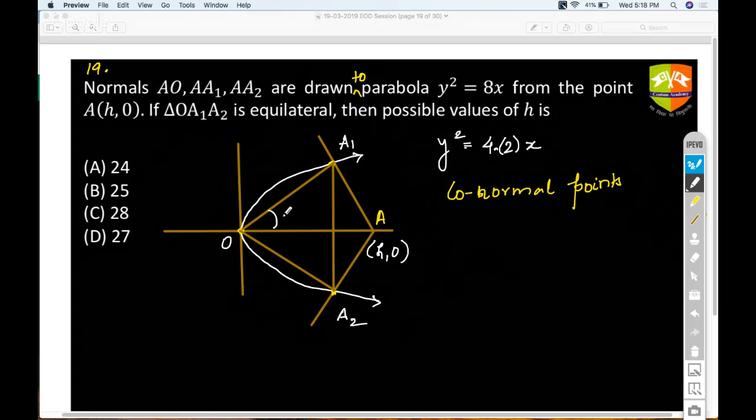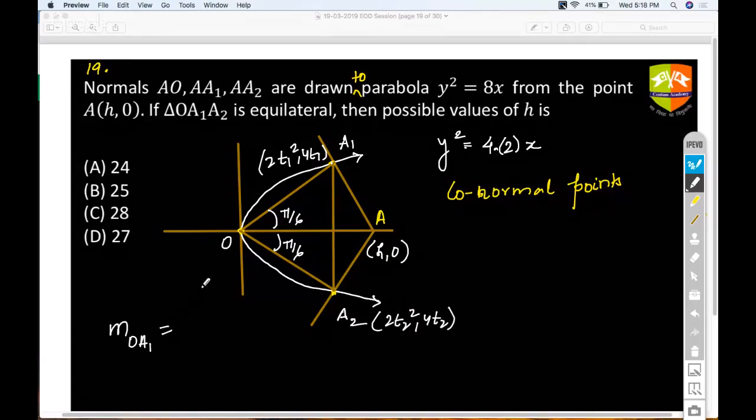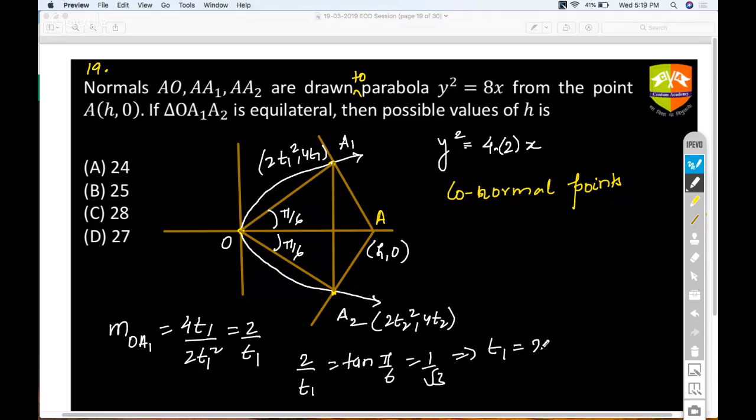Right? So this angle has to be pi by 6. So what is the slope of OA1? Let's say I call this point the point with parameter T1. That means this point is 2T1 square comma 4T1, and this point A2 is 2T2 square comma 4T2. So slope of OA1 is going to be 4T1 by 2T1 square. That's going to be 2 by T1. And this is given to us as tan of pi by 6. So this slope is nothing but tan of the angle of inclination. That's going to be 1 by root 3. Which means T1 could be safely written as 2 root 3.